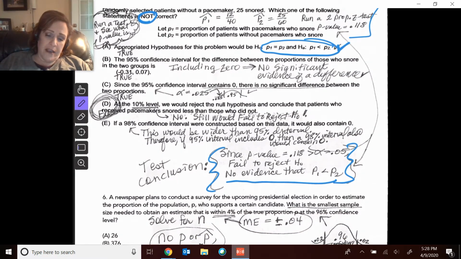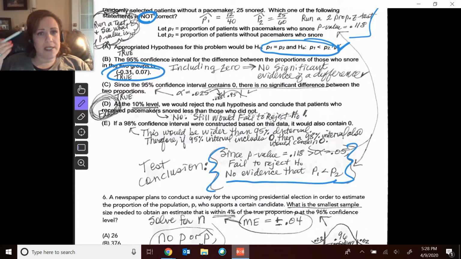B says they have this interval here. And look at that interval. What is interesting when we have a difference between two items is that the interval contains 0. And we know if it includes 0, then there's not a significant difference. There could be 0 difference between them. So that's true because I failed to reject. I don't have evidence of HA. No evidence of a difference.